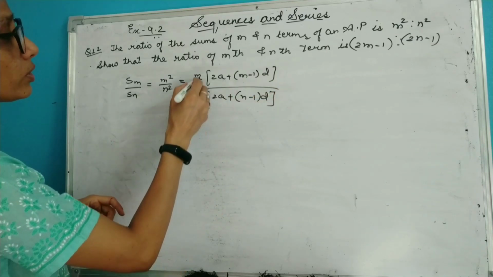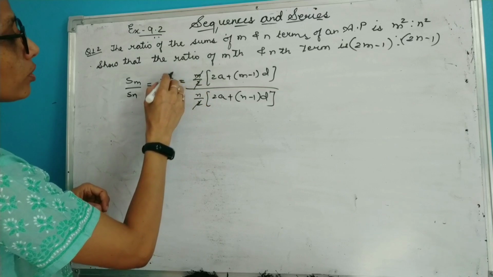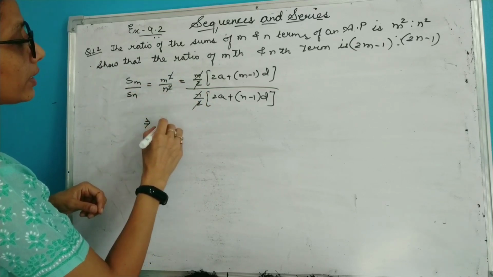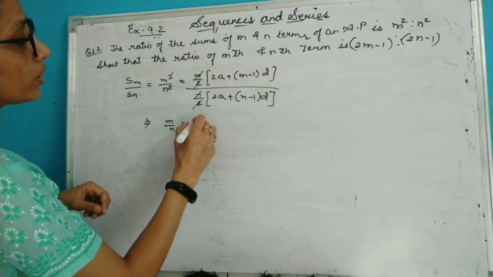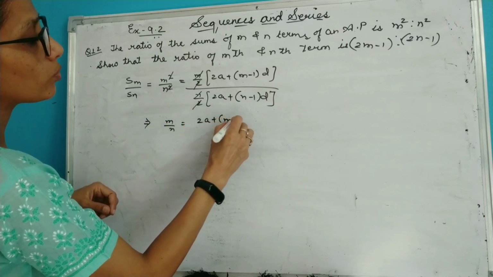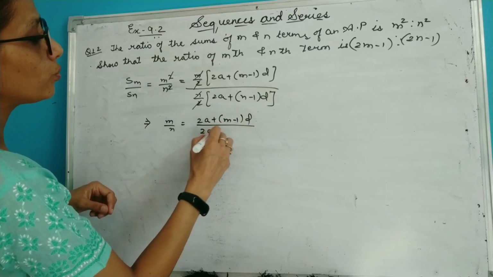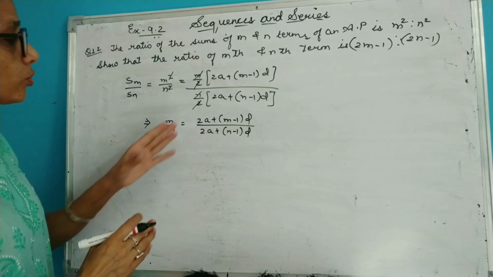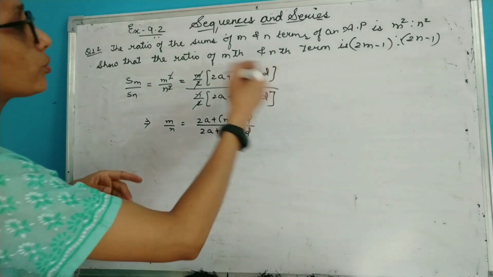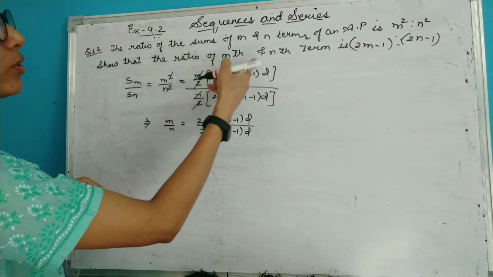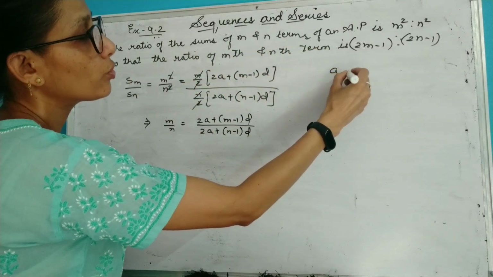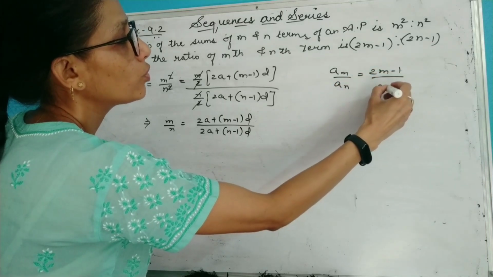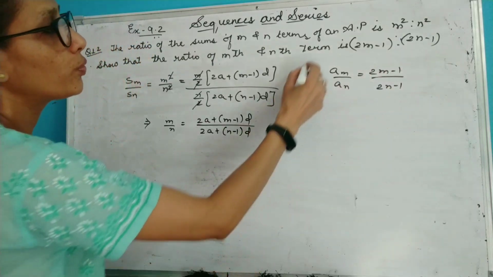Here this 2 is gone with this 2, this m is gone with one m, n is gone with this one n. So finally I am getting m by n equal to 2a plus m minus 1 into d whole upon 2a plus n minus 1 into d. Now children, I cannot solve it further, so I am leaving it here. Now you see what we need to find out. Show that the ratio of the mth and nth term is given by 2m minus 1 upon 2n minus 1. This we need to prove.